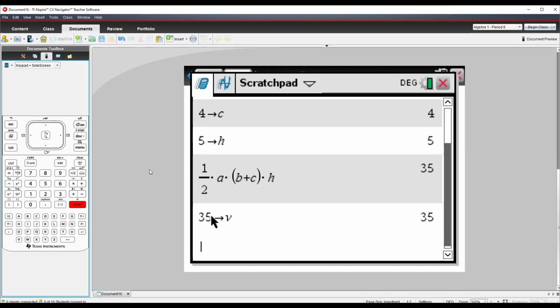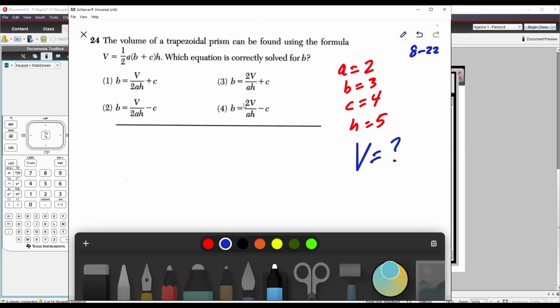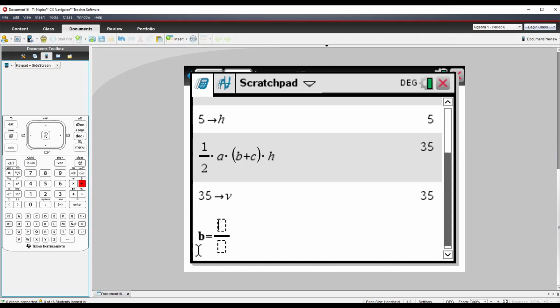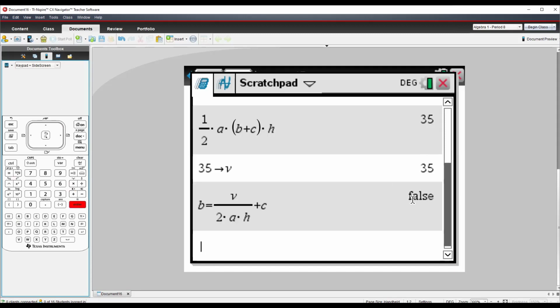I set those purposely. Now, all I have to do is start keying in each one of these equations until I find one that's true. So the first one is B equals, and then it is a fraction. It's V over 2A. Remember, I have to put a multiplication between those letters. Otherwise, the calculator thinks we're trying to create a new variable called the AH variable, and we don't want that. Plus C. Now I press enter. It gives me a false. So that's not correct.